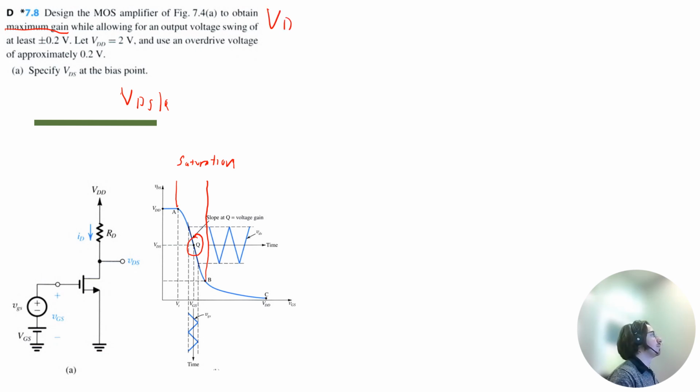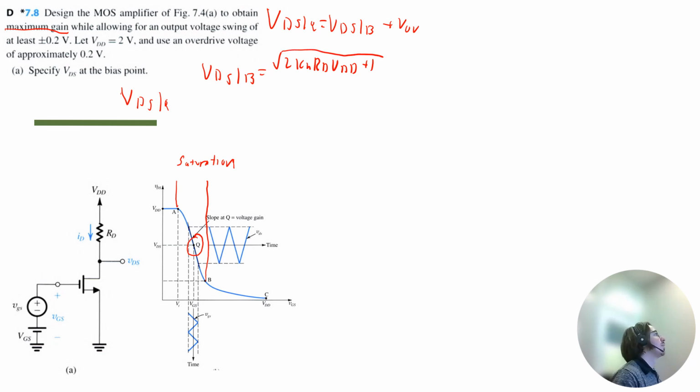So VDS at Q is equal to VDS at point B plus V overdrive. So what's VDS at point B? We have this equation: the square root of 2 times Kn times Rd times VDD plus 1, all under that square root, minus 1, divided by Kn times Rd. Now this is great, except I don't know my values of Kn or Rd.